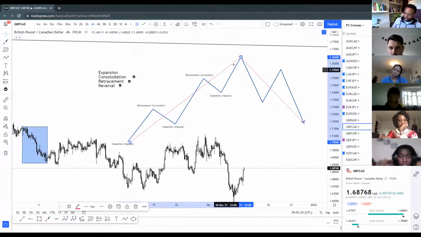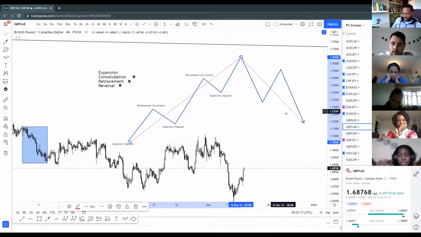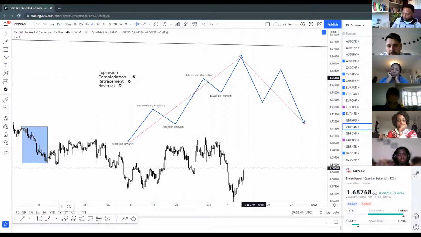We've had one big impulse, which is made up of expansions and retracements. And now we've got one big what? What is this? Retracement or correction. And that retracement or correction is made up of, look, mini ones in between. Exactly. Good, really good, guys.